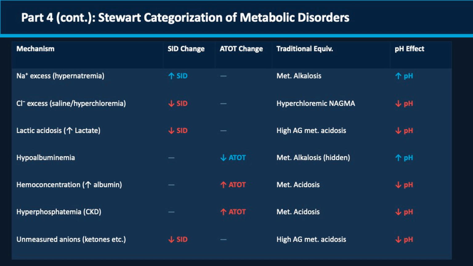Hyperphosphatemia from kidney disease, ATOT goes up, acidosis. Unmeasured anions like ketones, SID goes down. High anion gap, acidosis. Notice the pattern. Every acidosis either decreases SID or increases ATOT. Every alkalosis either increases SID or decreases ATOT. That is the entire framework in 2 sentences. Okay, let's go to the clinical tool.